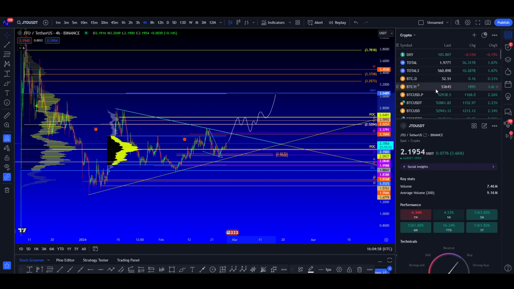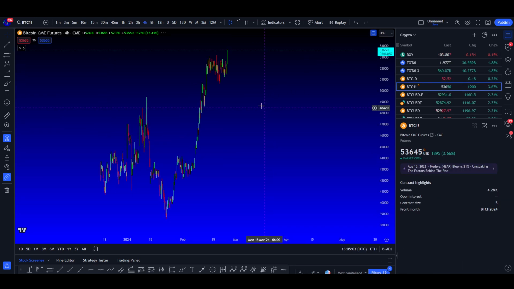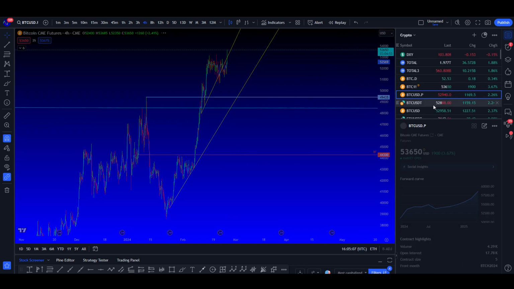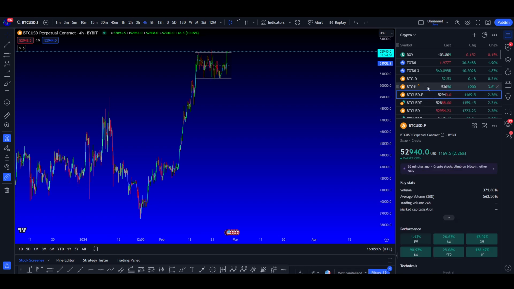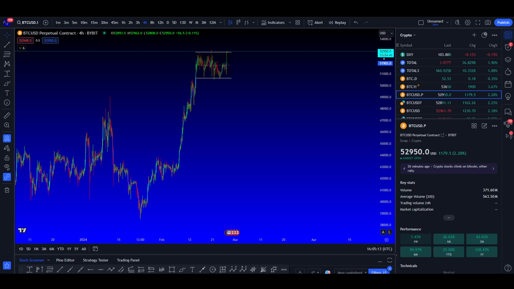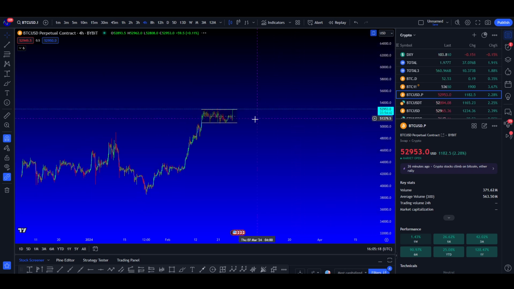Bitcoin has been making some very impressive moves lately, right? As you can see, it broke out. Now it's at 53.6, targeting 54. And that's on the CME. Now if we go to the Bybit chart, it's pretty much right there. The high was right below 53. So Bitcoin looks like it's going to push a little bit higher.